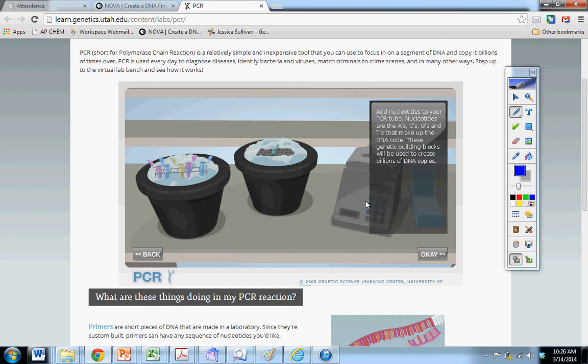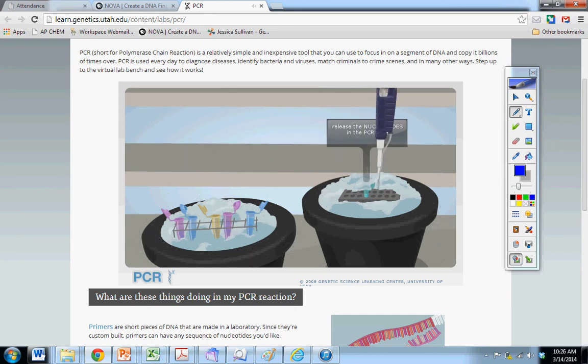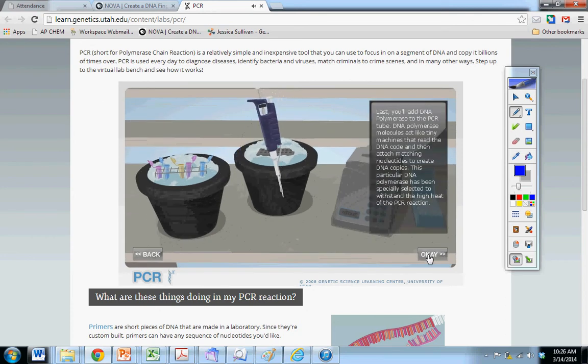Number 11, in order for PCR to work, you must add nucleotides A and C, G's and T's. All right? So which one of those comes from us? The original DNA. All right? So I'm going to add these nucleotides over here. I almost missed it there.